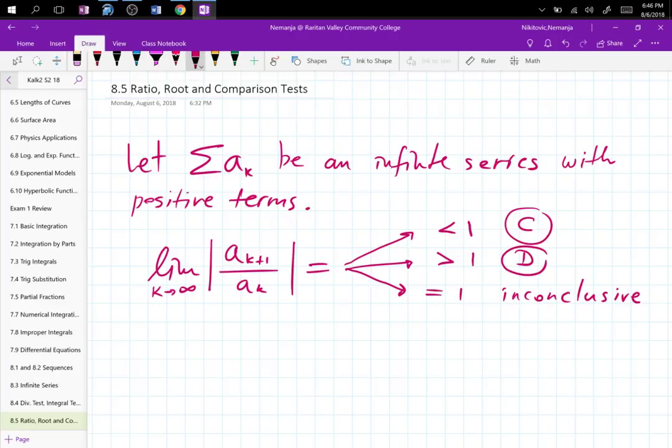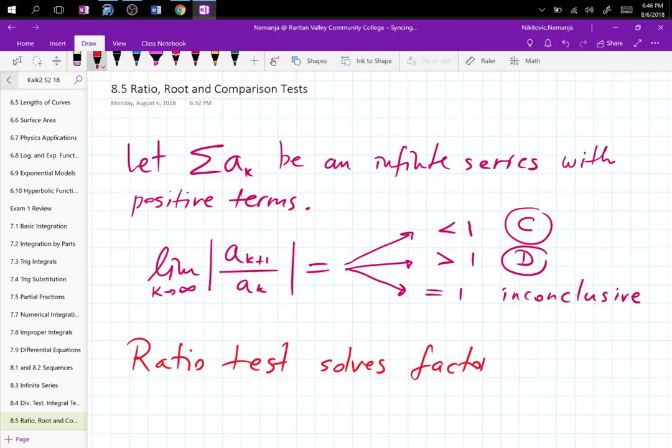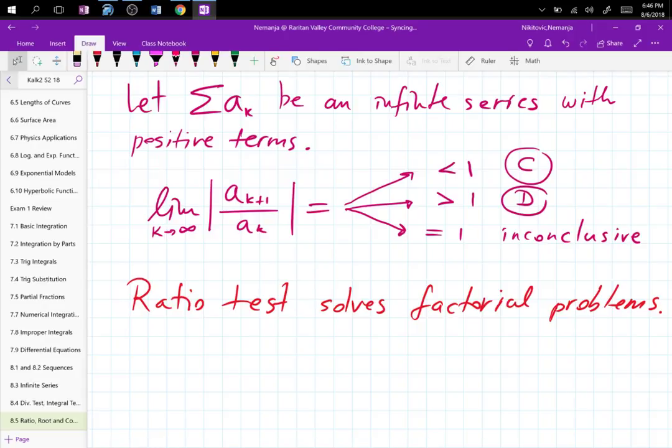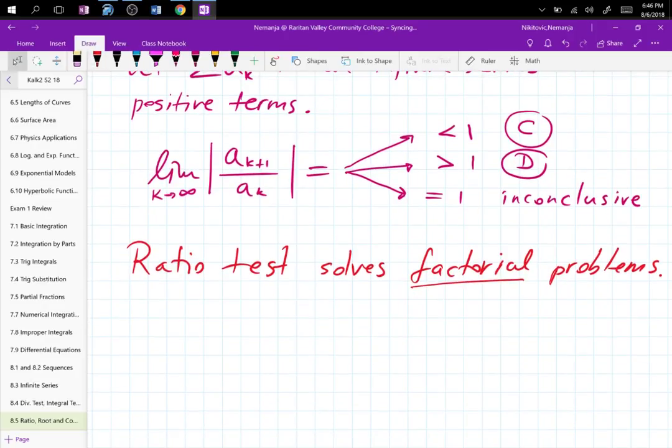Now, what's important is, and I need to write this as well, this is the only test that works with factorials. We haven't talked about factorials much, but we will be. Ratio test solves factorial problems. All right, so that's another thing. Now this factorial we will have to address.